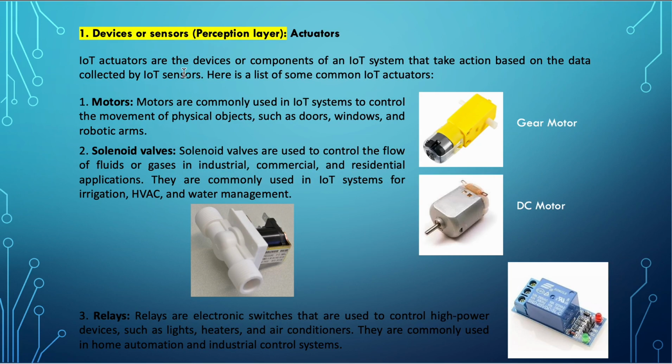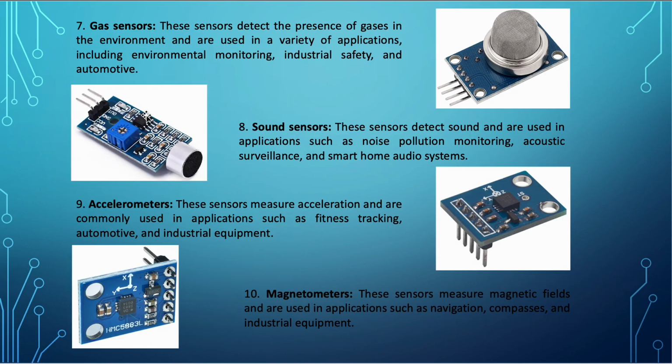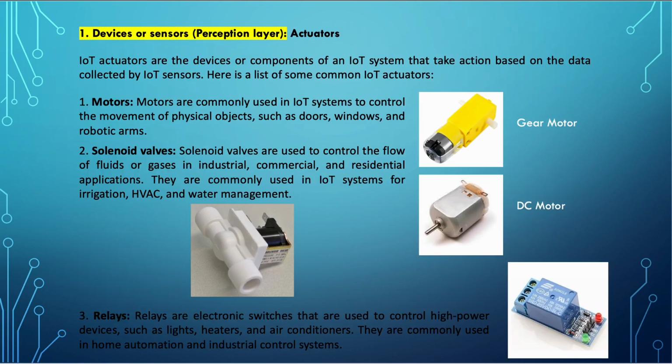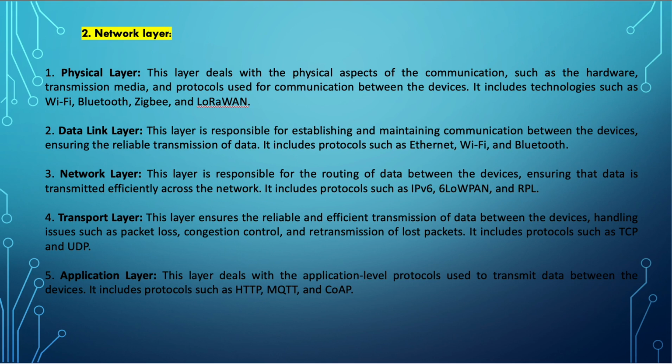IoT actuators are devices or components of an IoT system that take action based on the data collected by the IoT sensors. So that means they collect data and they send data, and when that data is processed and received by the actuators, they take actions. So that means there is a network going on. That bit is obvious. So when talking about the Internet of Things, when talking about the Internet itself, the network layer or the networks are very important to talk about.